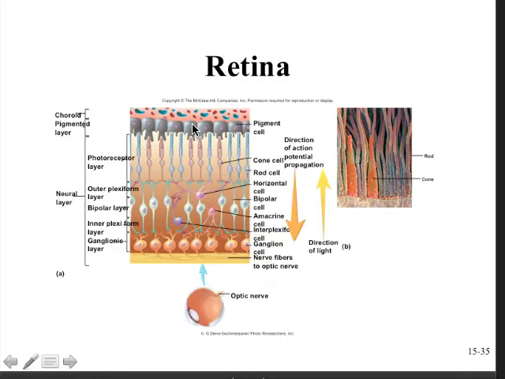They're very dark color, and this keeps the light from bouncing around inside the eye so that photoreceptors respond only to the portion of the image that they're meant to respond to.